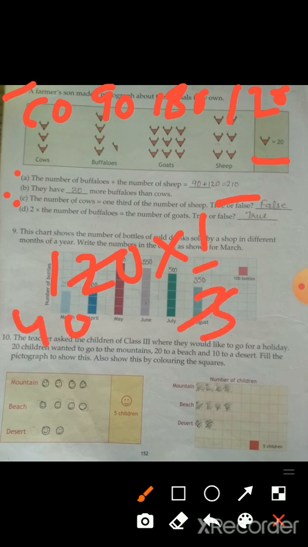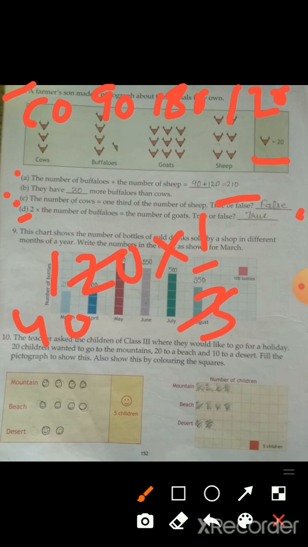Now C part, the number of cows is equal to 1/3 of the number of sheep. How many are the sheep here? 120. Now take 1/3. It is 40. But here cows are given 60 only. That means it is wrong. Write here false.